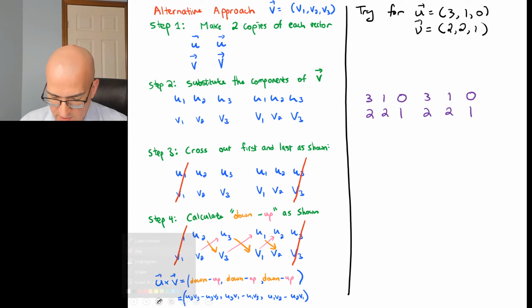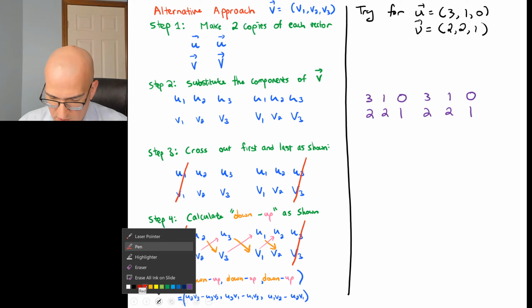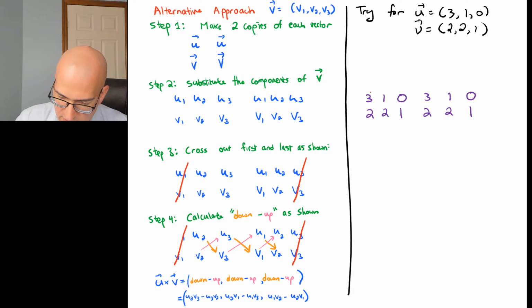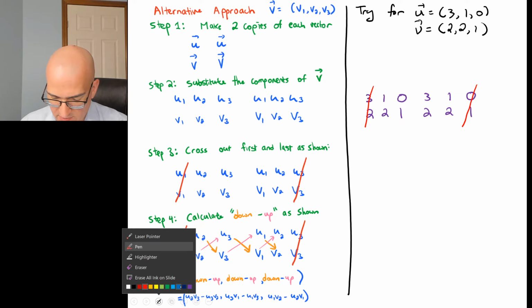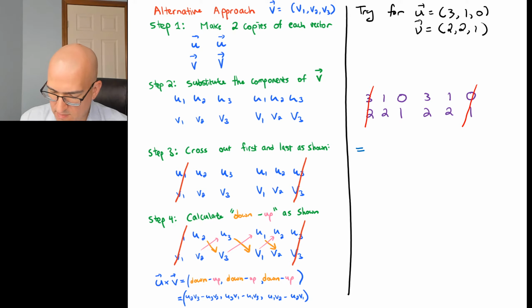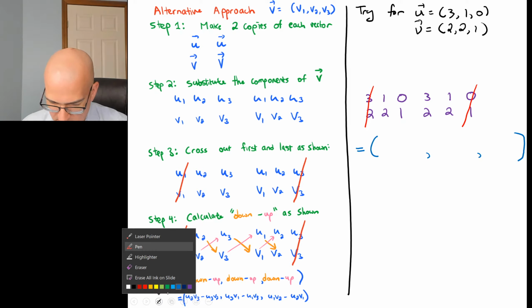Now what I'm going to do is cross out the first pair and the second pair. Then I'm going to put some brackets underneath, put a comma, and then I'm going to plug in some numbers into there. This is going to look strange, but it's neat.